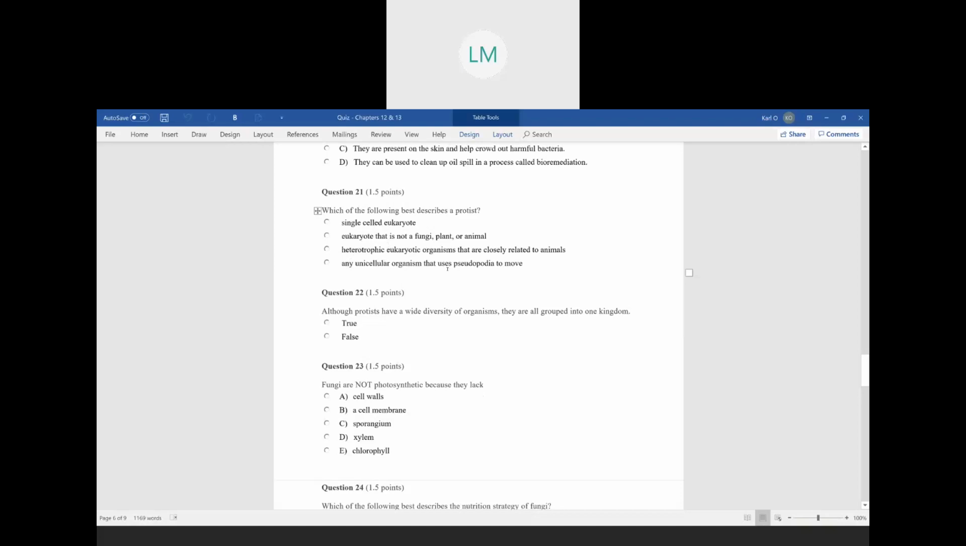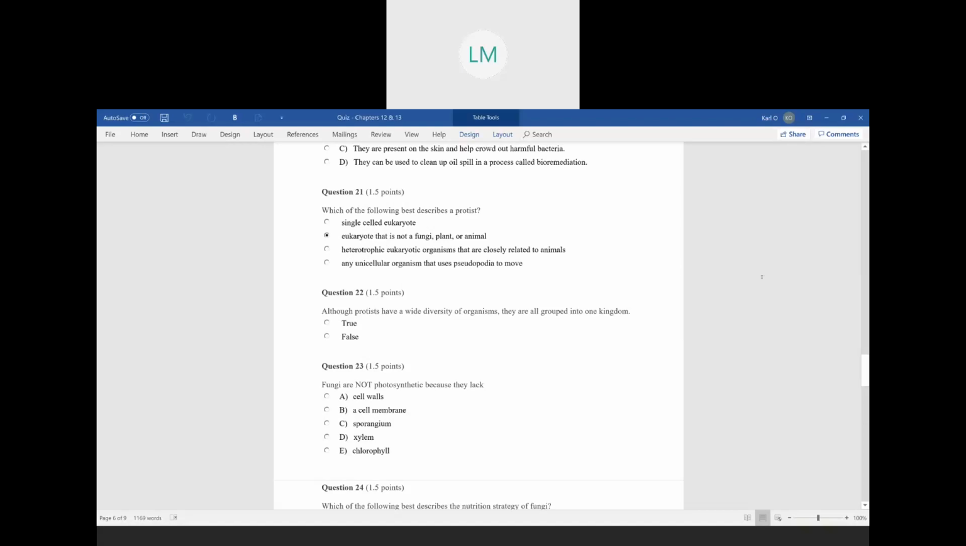Any unicellular organism that uses pseudopods to move. So protists have multiple locomotion strategies, not just pseudopods, and they can be multicellular, so that's not true. This is going to be the best definition there, choice B, a eukaryote that is not a fungi, a plant, or an animal.